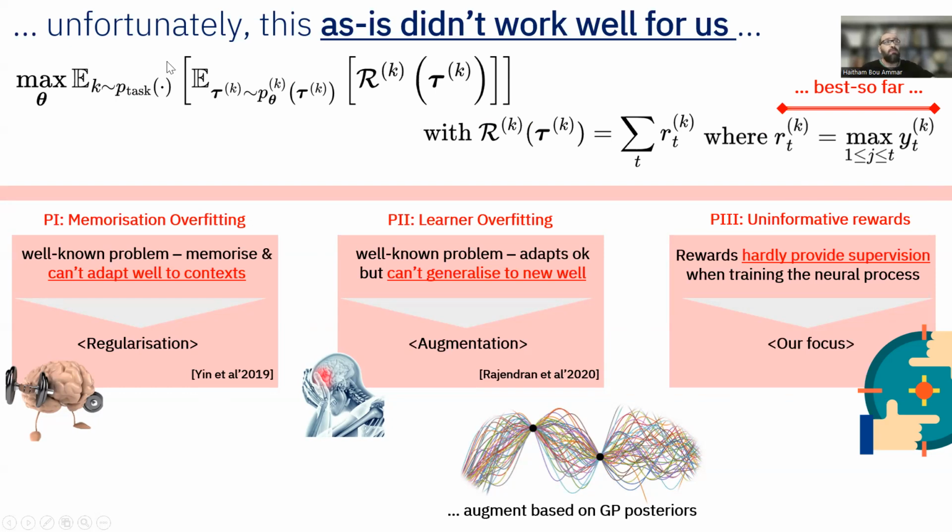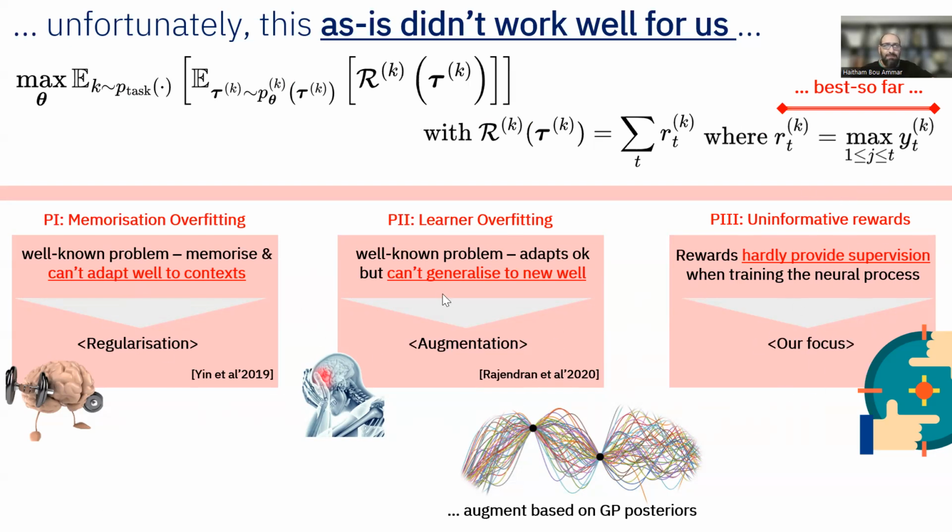However, solving this problem as is does not work. And there are three main problems here. One is something called memorization overfitting, because this is a standard meta-learning problem. So you can memorize, but you cannot adapt well to a new context. There is learner overfitting, where you adapt okay, but you cannot generalize well. And there are uninformative rewards, which is what we will focus on.